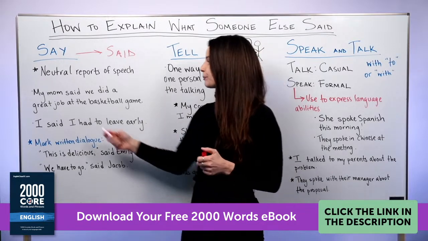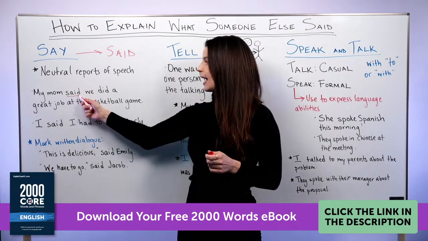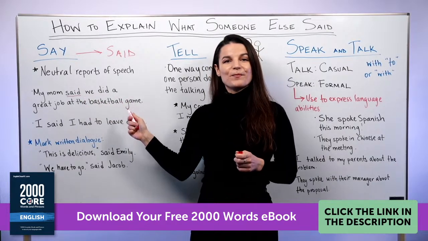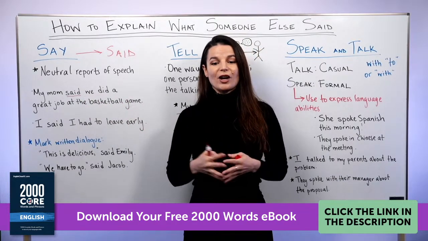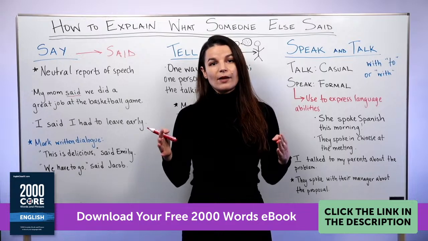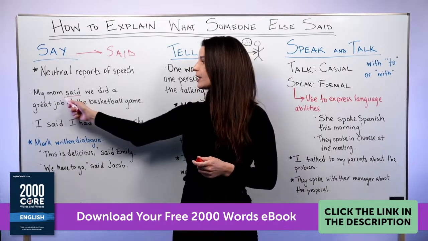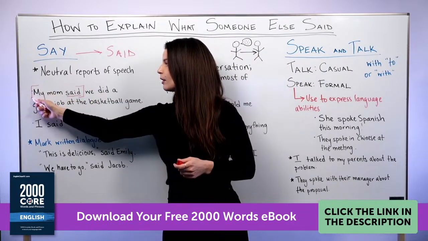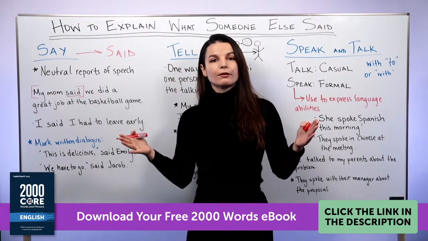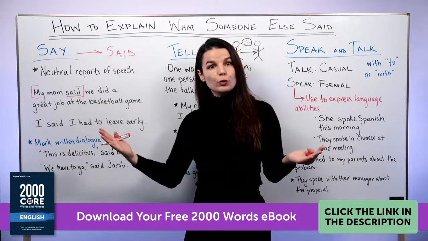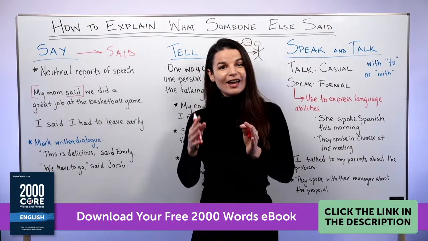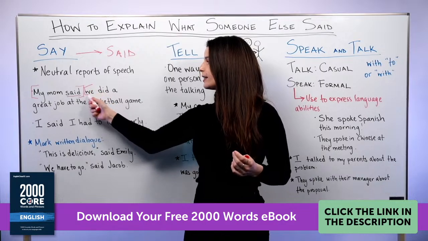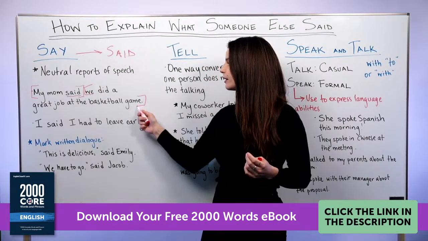So first one: my mom said we did a great job at the basketball game. My mom said we did a great job at the basketball game. So let's break down this sentence. First, we have this part, my mom said, right? So right here, we have the report, right? My mom said. So who said it? My mom. Okay, then what did she say? That's the second part. We did a great job at the basketball game.